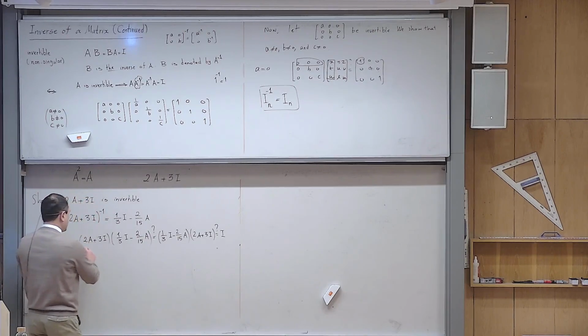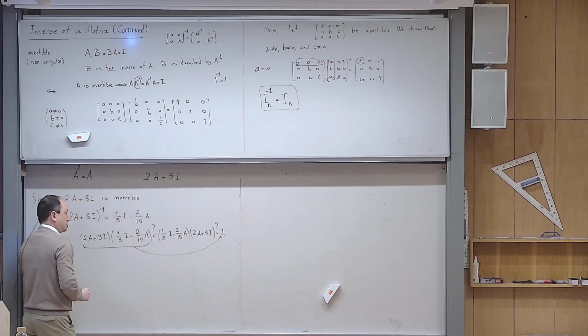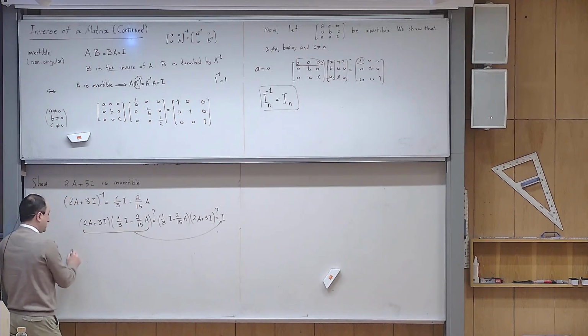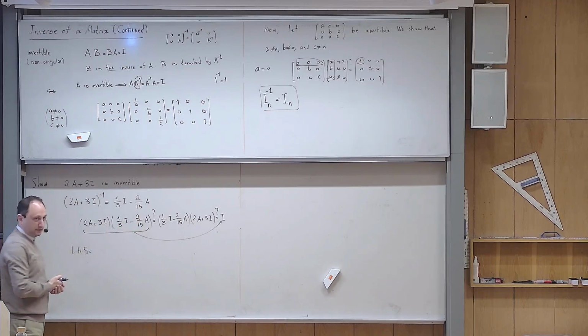So for example, let us check that this one is indeed equal to the identity matrix. So I start from the left-hand side and try to do some calculations. What should I do? I want to show that this product is I. What is the first step?